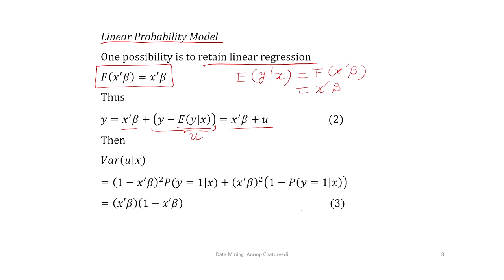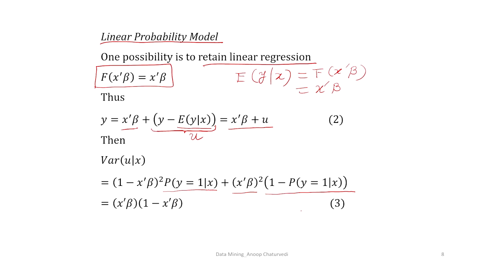Further, variance of u given x is equal to, now u takes value 1 minus x transpose beta when y is equal to 1. So, we take 1 minus x transpose beta whole square into the probability that y equal to 1, plus u takes value minus x transpose beta when y is equal to 0. So, we take minus x transpose beta square or x transpose beta square into 1 minus probability that y equal to 1, which is same as the probability that y equal to 0.